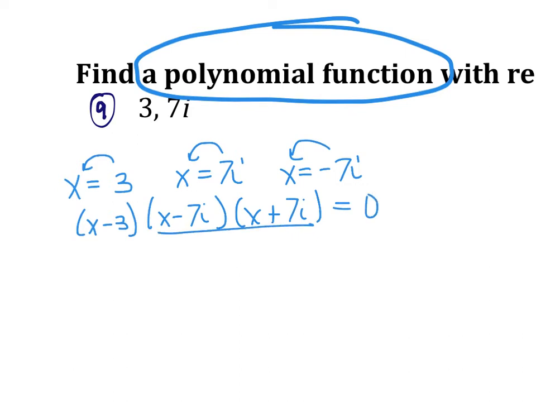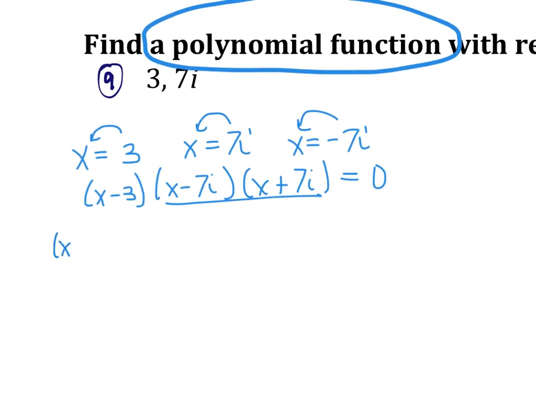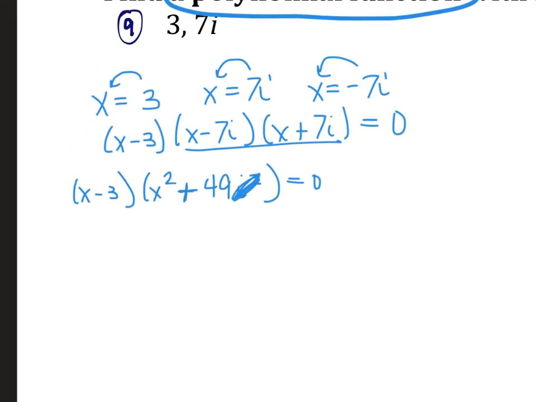So I'm going to FOIL these two together, or I can use the trick, whatever you want to do. So x times x is x squared. Negative 7xi, positive 7xi will cancel out. Then I have minus 7 times 7 is 49, and i squared. I squared, I cross off, and I put a plus. So I'm left here with x minus 3 times x squared plus 49.